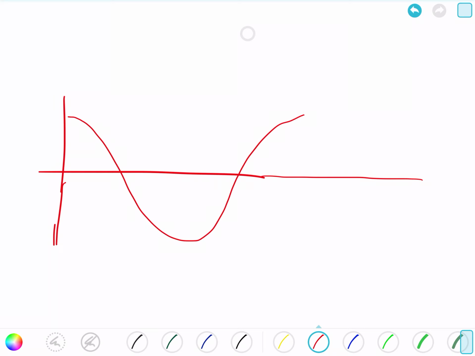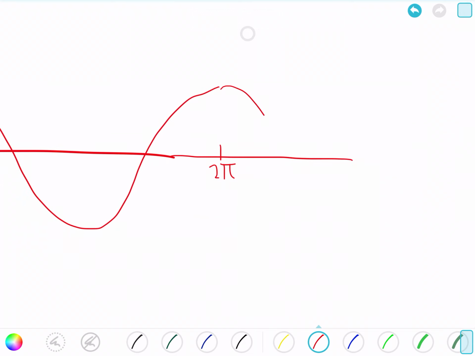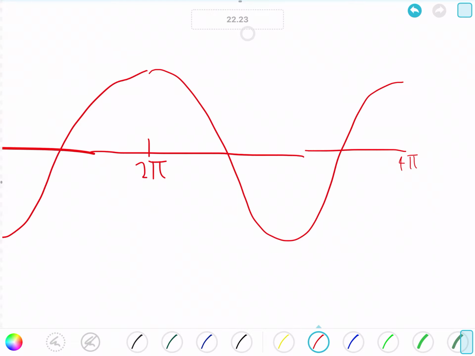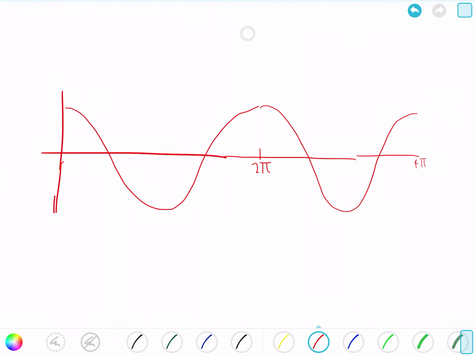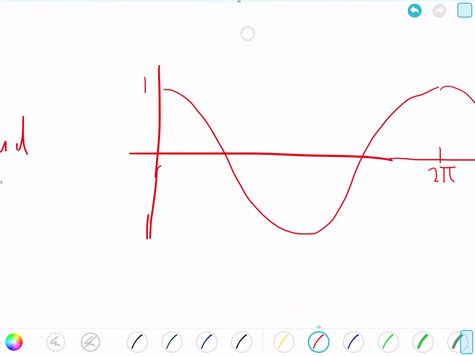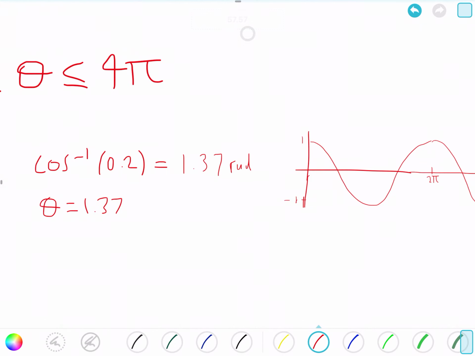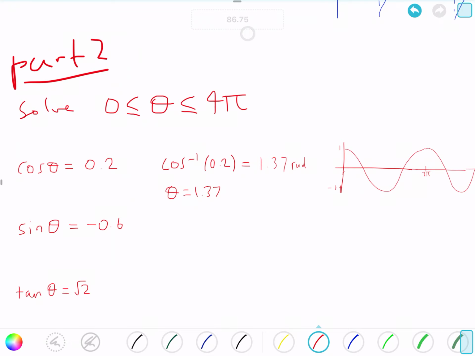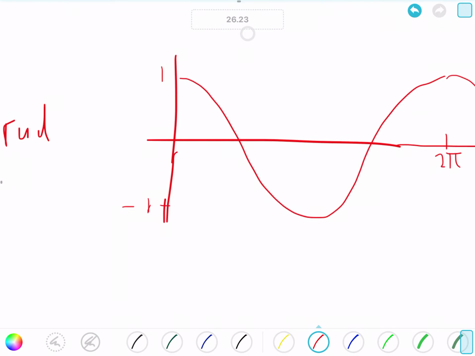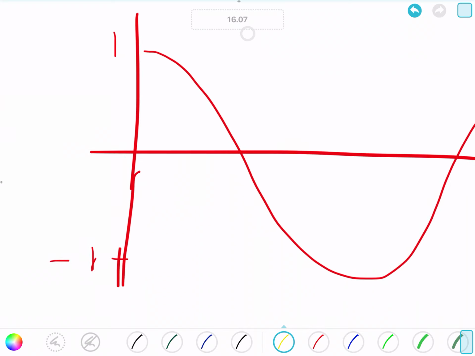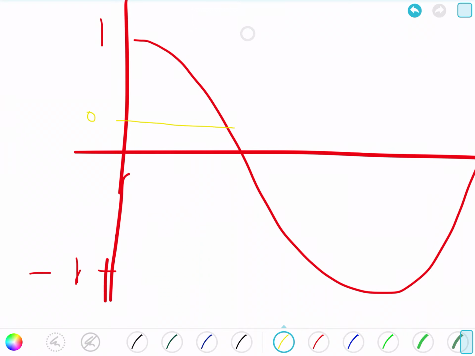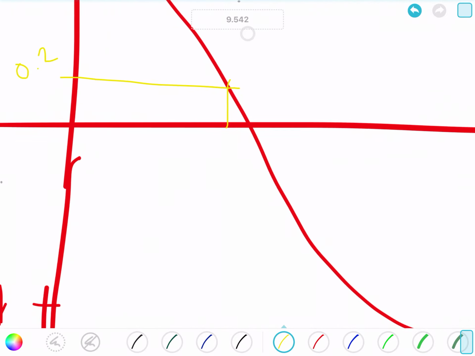So here's the basic cos graph up to 2 pi. Then I'm just going to repeat it to get all the way to 4 pi. So that's 2 lots of the cos graph. And remember it's 1 and negative 1 up here. And let's look at what we've got. We were trying to get a y value of 0.2. So basically that is quite small. That's about here, isn't it? 0.2. And we found out from the calculator that 1.37 radians is there.